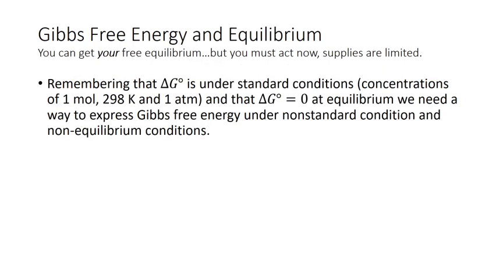Okay. Gibbs free energy and equilibrium. I really hope you didn't think that we were done with equilibrium yet, because equilibrium just goes on forever. And so we do want to discuss how free energy and equilibrium are related. And so it's good remembering that delta G with the circle is under standard conditions, right? Concentrations of 1 mole, a temperature of 298 Kelvin, a pressure of 1 atmosphere, and that delta G equals 0 at equilibrium. So we need a way to express Gibbs free energy under non-standard conditions and non-equilibrium conditions.